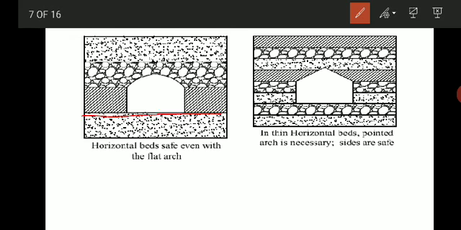So in the first image, the rocks are thick. The beds of the rocks, the horizontal beds, are thick, whereas here the beds are very thin, smaller or thin beds, and these are the thick beds. So which is safe, which is unsafe, and how can you utilize that site? Okay, so first case, that is the horizontal beds.